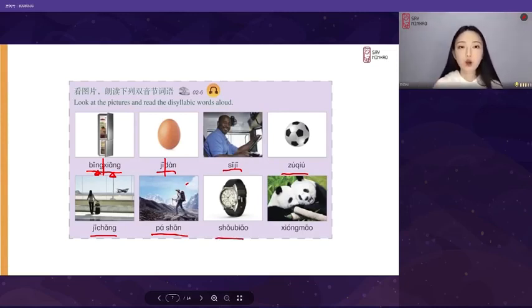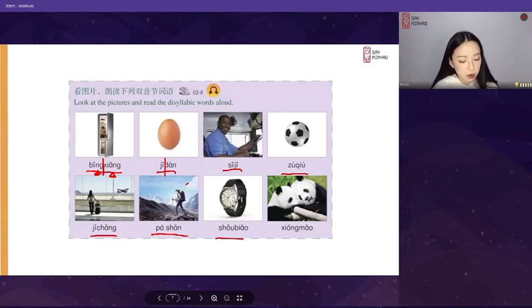Watch, 手表. 手 means our hand, and 表 actually means the watch, the clock. So 手表 means the watch on our wrist. Okay, 手表. 手偶手, 波摇, 表, 手表.